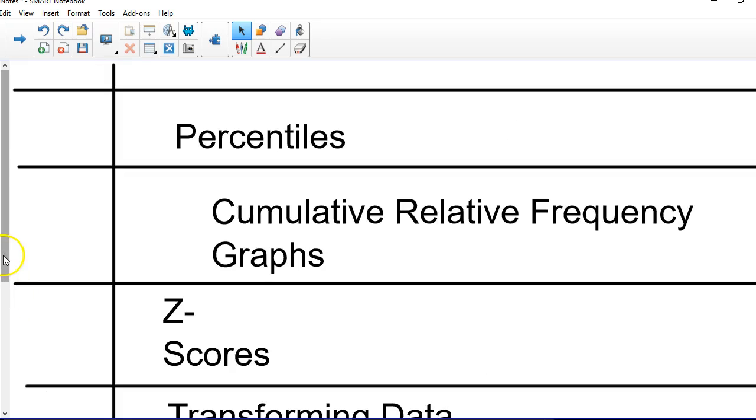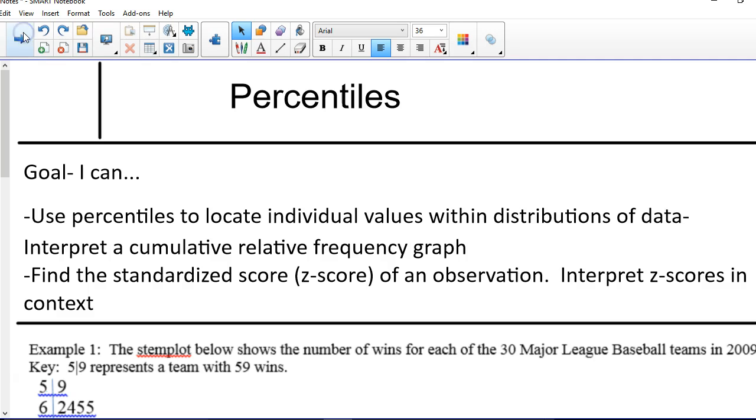In your notes right now, pause this and fill out the following headings: percentiles, cumulative relative frequency graphs, and z-scores. Next, your goal. Your goal is I can use percentiles to locate individual values within distributions of data, interpret a cumulative relative frequency graph, and find the standardized score of an observation, as well as interpret the z-scores in context. Pause it now and write down the goal, and then glue down example 1.